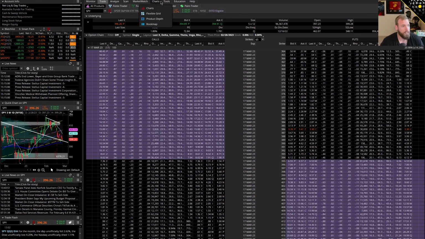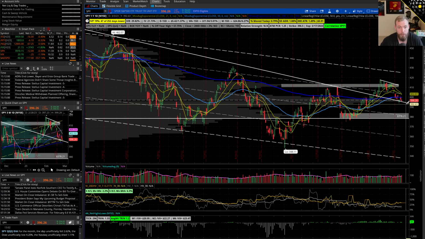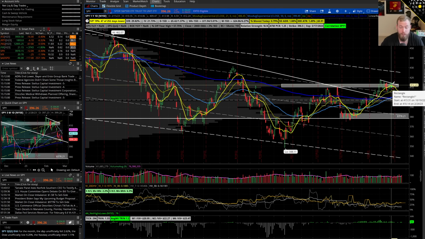Let's say that you bought a put when SPY was trading up here at 412. Well, SPY has crashed in price. So let's say that you bought a 412 put in SPY. It means you have the right to sell SPY at 412, even though right now it's trading at 396. So somebody would have to buy it from you at 412. So that's why people buy puts.